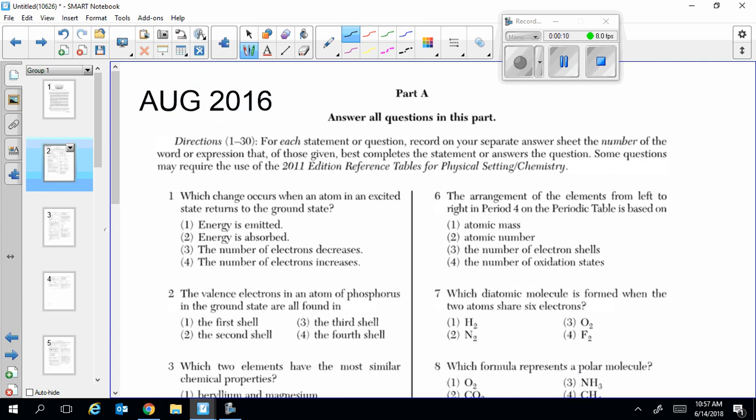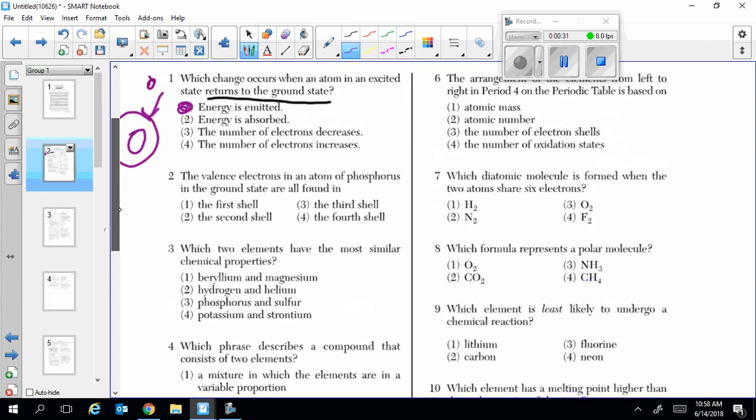So let's get started. What change occurs when an atom in an excited state returns to the ground state? When it goes back to ground state, it's going from out here, if this is my nucleus, out here, and it's going back to an orbital that is closer to the nucleus. So that would release energy. So energy being emitted is energy being released.